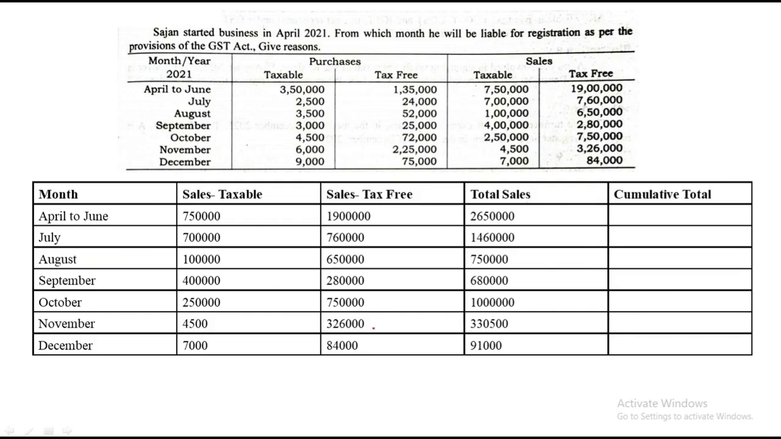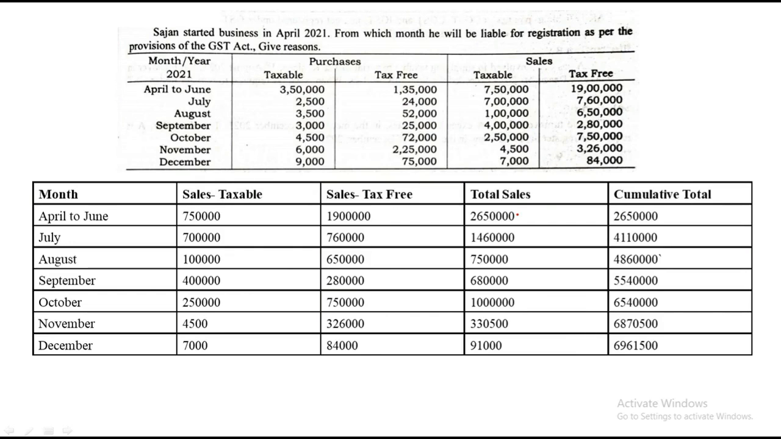We noted the taxable, tax-free, and got the total under the total sales column. Now the next step is very simple. We need to find the cumulative total. So we take the first value as it is and add it to the subsequent value. So 26 lakh 50 plus 14 lakh 60 will give you 41 lakh 10,000, plus 7 lakh 50 will give you 48 lakh 60, plus 6 lakh 80,000 gives you 55 lakh 40,000, plus 10 lakhs will give you 65 lakh 40,000, plus 3 lakh 30,500 will give you 68 lakh 70,500, plus 91,000 will give you 69 lakh 61,500.